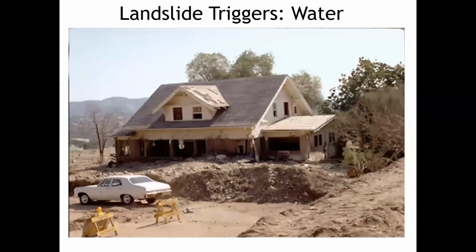Now, what can trigger a landslide? It can be water. So water from upslope somewhere in this area probably took all the sediment and just started moving it downslope and dumped it all in this house all at once.